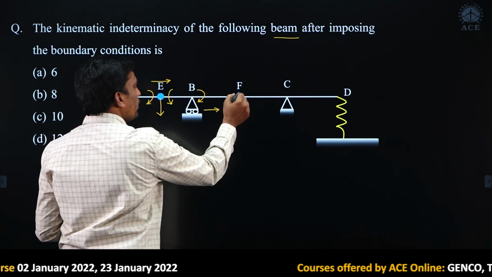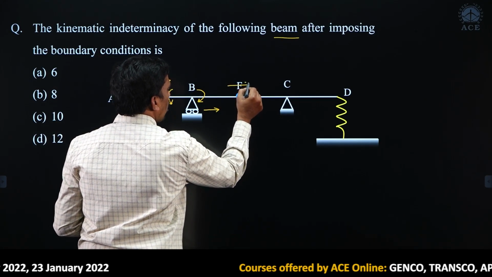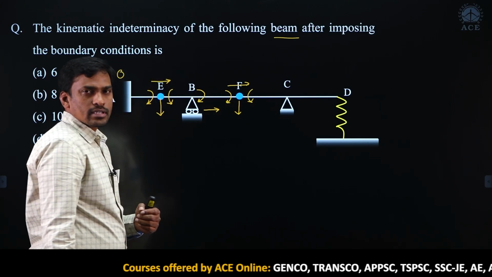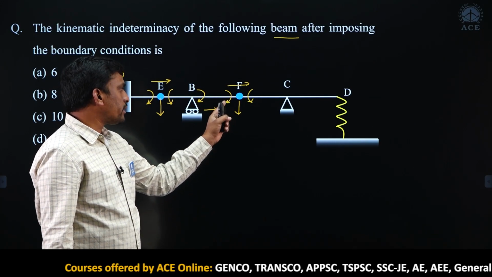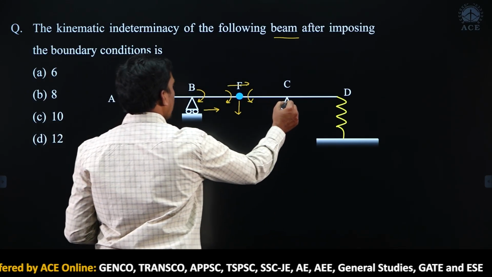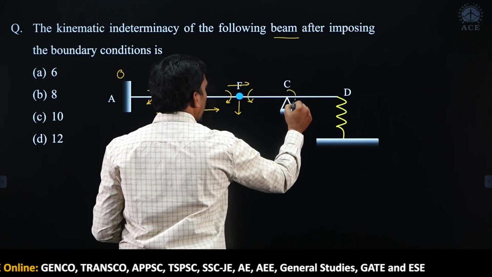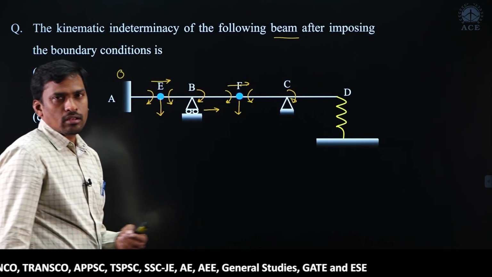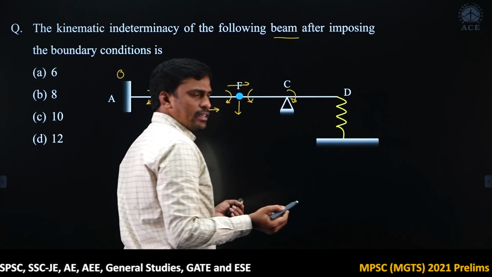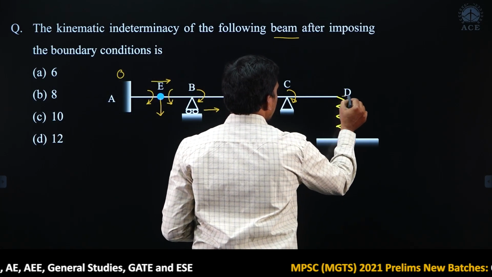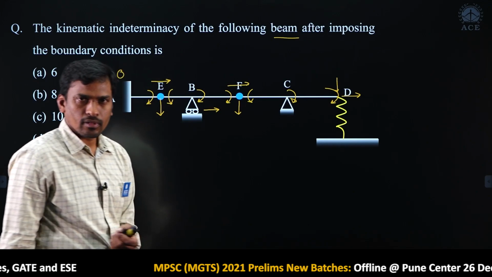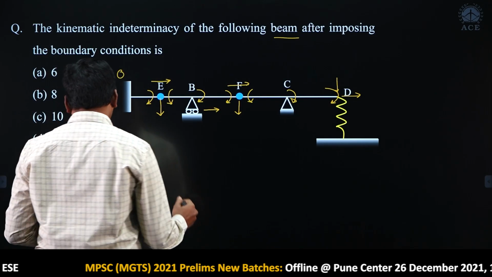Again, one more internal hinge is given. At the internal hinge, how many degrees of freedom? 3. One horizontal displacement, second vertical displacement, and third and fourth are rotational displacements. And support C is a hinged support. At the hinged support there is only 1 degree of freedom, theta. Now, there is a spring here. At the spring there are 3 degrees of freedom: horizontal, vertical, rotation. So count it, total how many?